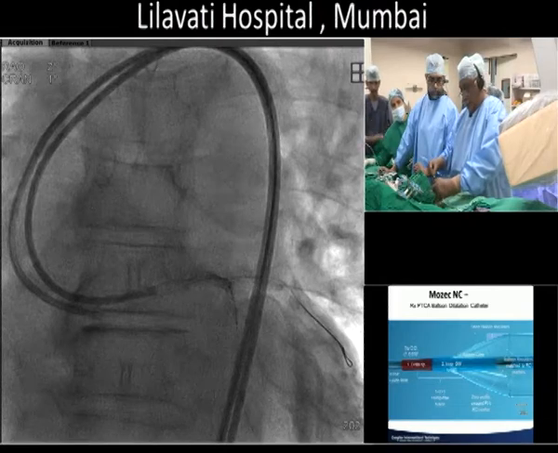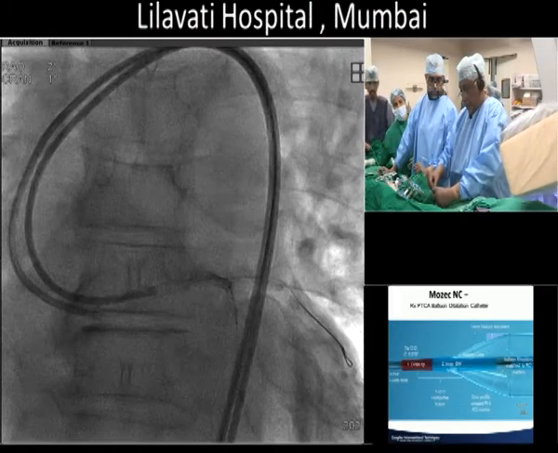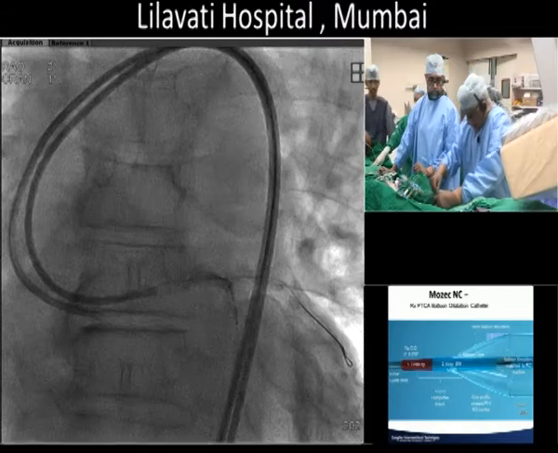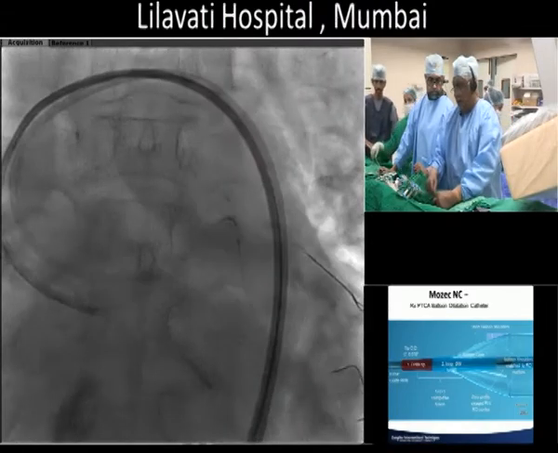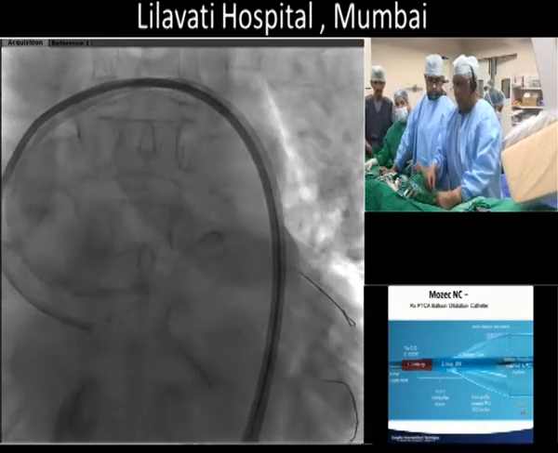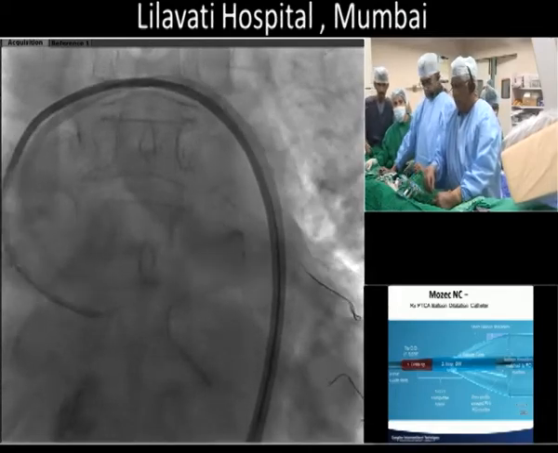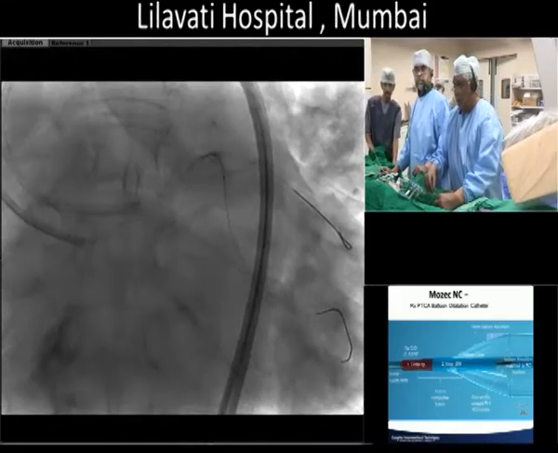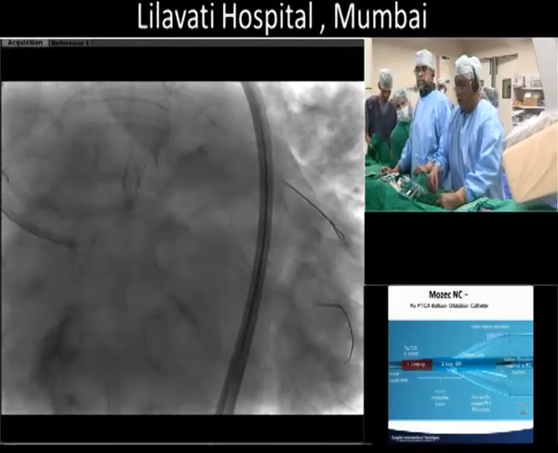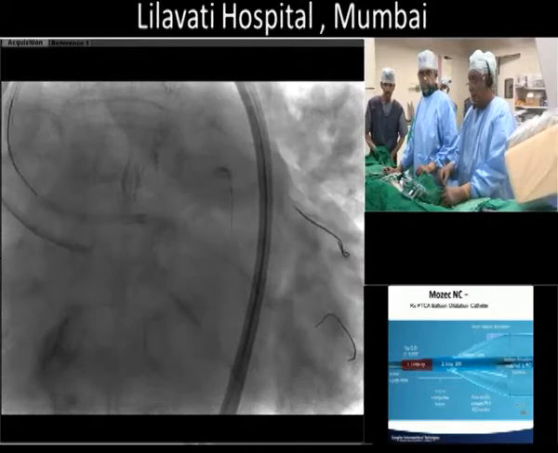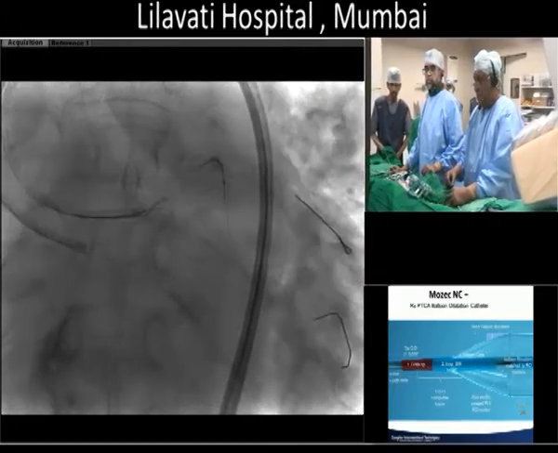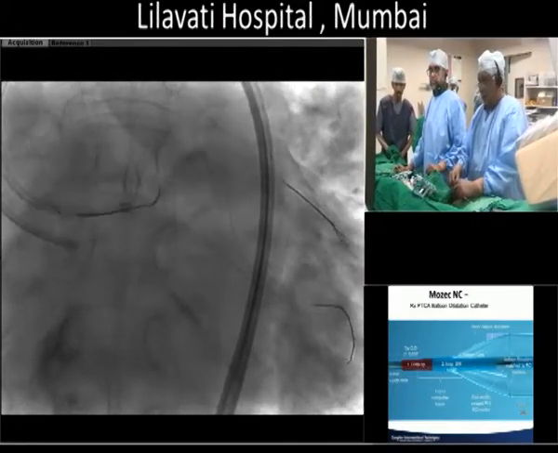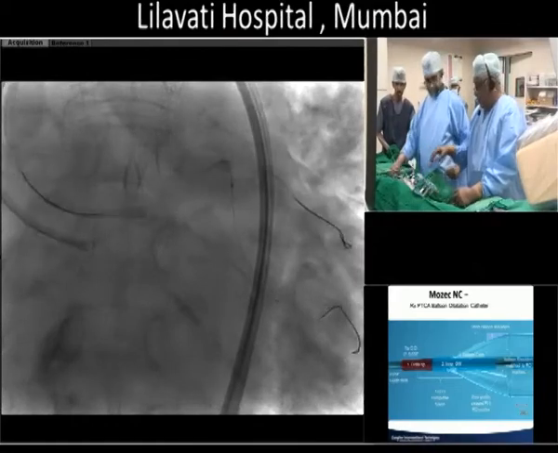CTO, PCI, have the circumflex for the LAD. But this is another. I agree, Manish, but the only thing is when we have 3 balloons, 3 wires, while positioning the balloons and stent, when you pull or push, the other catheter keeps moving up and down. So that is a little discomfort for me.